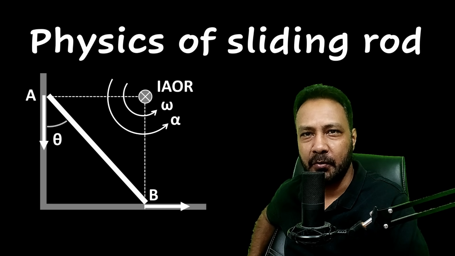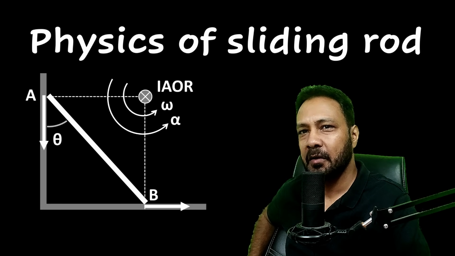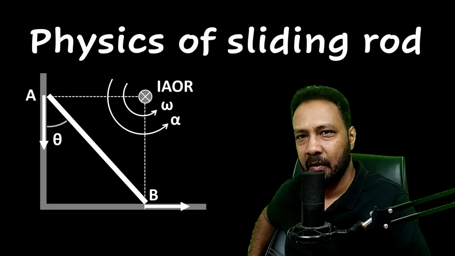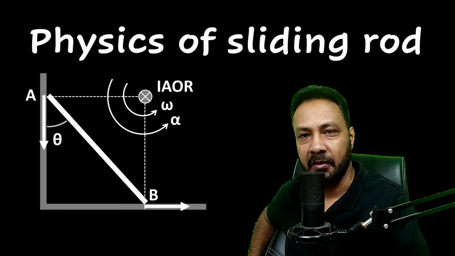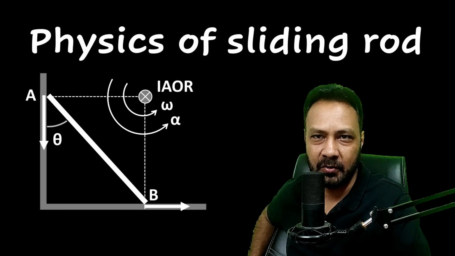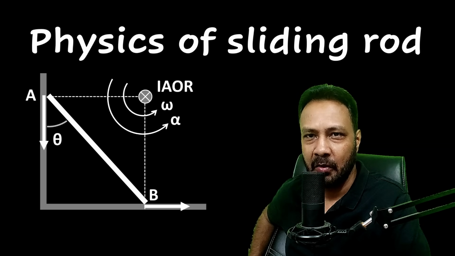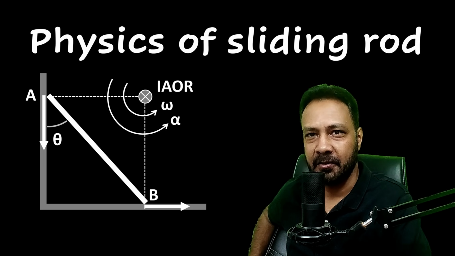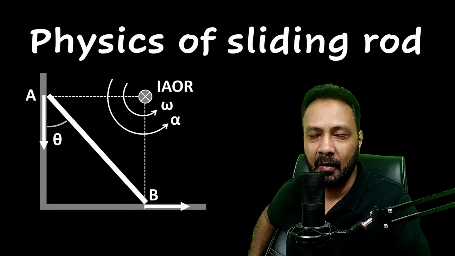In this video, I'm going to present you a very good problem of rigid body dynamics, that of the physics of a sliding rod. The beauty of this problem is that through that one situation, we can think of 14 different problems. Each problem in it is a gold thing. So let me explain the setup and we'll try to solve the problems one by one.